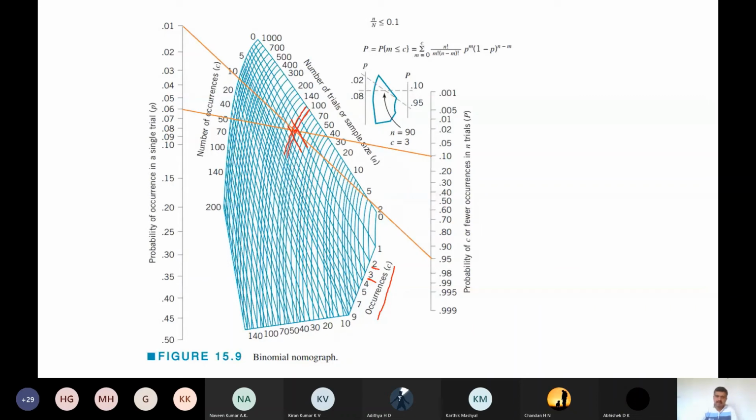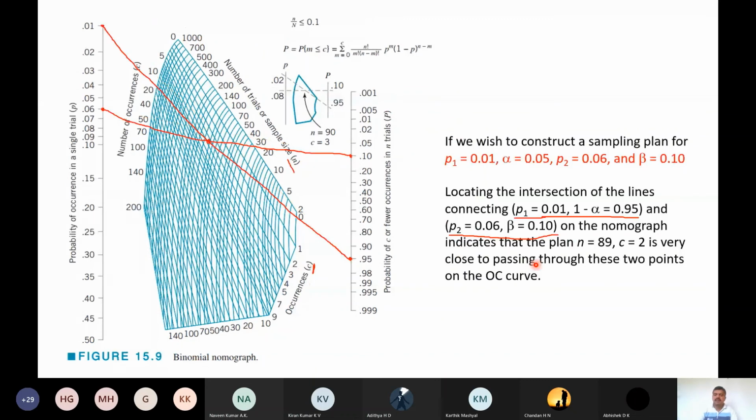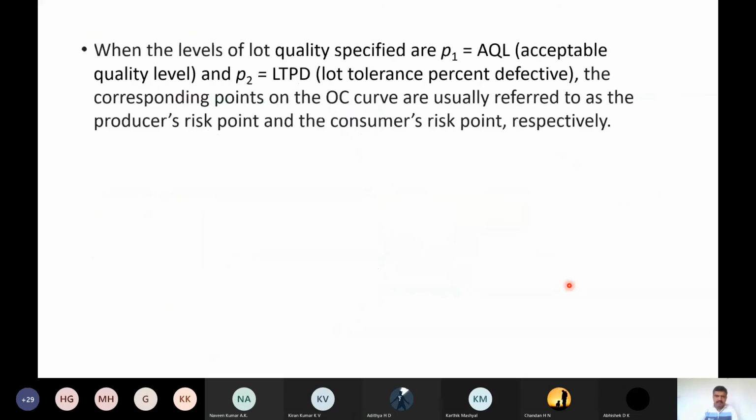So this is how we can make use of a nomograph to decide on a sampling plan. That means to find the values of N and C if we know the lot fraction defective and the probability of acceptance. We can decide on the sample size and acceptance number. When the levels of lot quality specified are P1 equal to AQL, the acceptance quality level, and P2, the lot tolerance percent defective, the corresponding points on the OC curve are usually referred to as the producer's risk point and the consumer's risk point respectively.